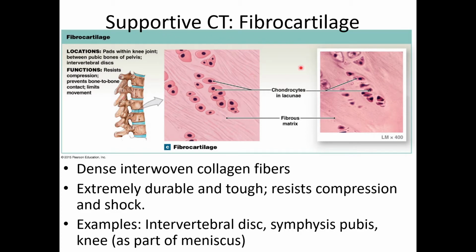So the fibrocartilage has the fewest number of chondrocytes, which means it's going to be the least elastic, but that makes it extremely durable and really tough, and it can resist a lot of compression and shock. One of the biggest and most important areas that we'll find this is in the intervertebral disc. That is the disc that sits in between the vertebral column, and it's going to prevent bone to bone contact. It does limit a lot of movement because once again it's not very elastic, but it does give us a lot of strength when it comes to our vertebrae.